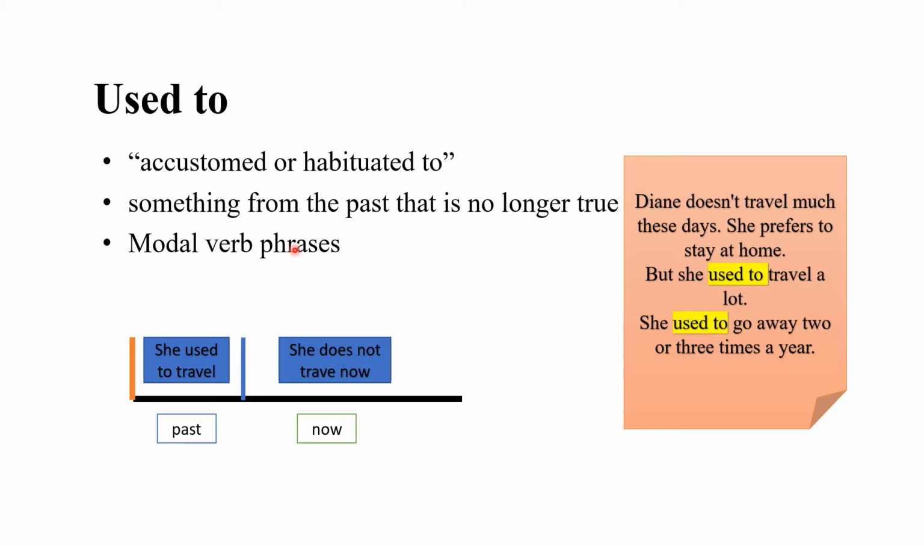Let us have this exemplary situation. Dinah doesn't travel much these days. She prefers to stay at home, but she used to travel a lot. She used to go away 2 or 3 times a year. In this example, we can see that Dinah was involved in an action, that's traveling, in the past, which she doesn't do now. The verb phrase used to has been used here to show that Dinah was accustomed to or habituated to traveling in the past, but she doesn't travel now.